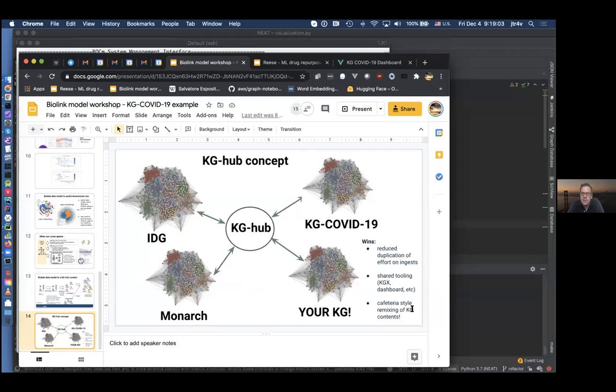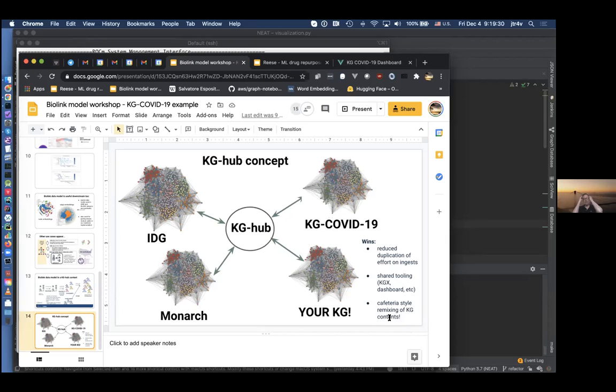The wins here are reducing the duplication of effort on ingests, because these are not trivial to write. They take a lot of developer time and a lot of care and feeding to keep them working. Shared tooling, so KGX is a tool that I think is really great and is super useful for these kinds of projects. The dashboard I just showed you, a bunch of other things I'm probably forgetting.